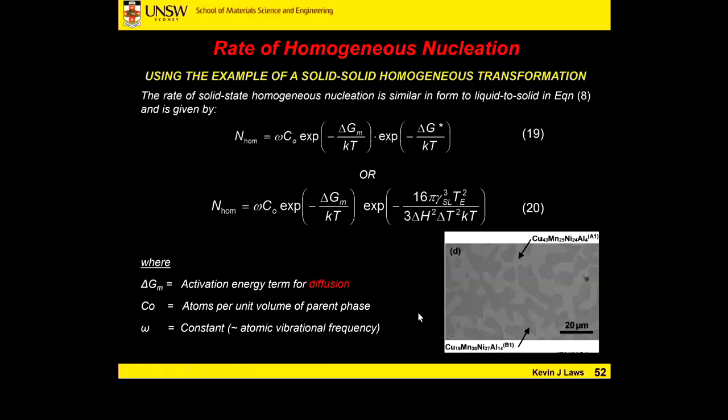Right. So C0 is the atoms per unit volume of the parent phase, and omega is essentially a constant, which is typically associated with the atomic vibration frequency. Again, this can be tied slightly to diffusion and diffusion rates.